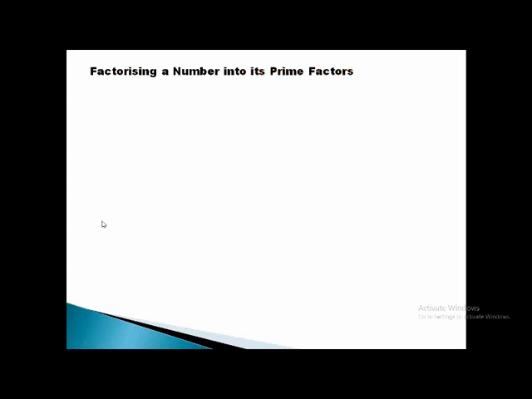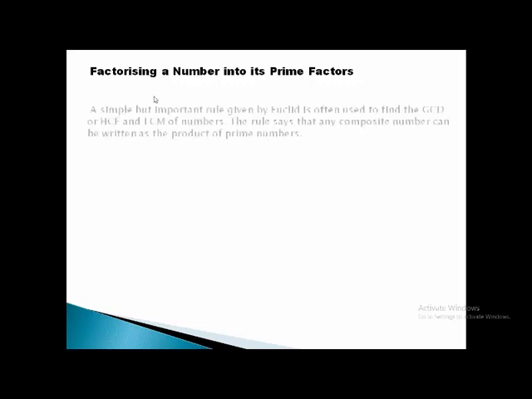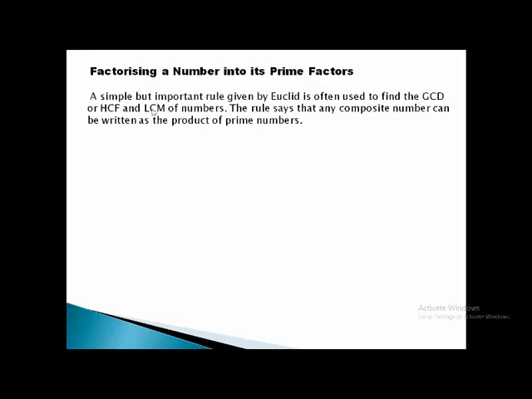Now we are going to see factorizing a number into its prime factors. What is meant by the word prime? Prime means the factors are only prime numbers. Let's see with an example. Here we have to follow a rule given by the mathematician Euclid for explaining the factorizing of a number into its prime factors.